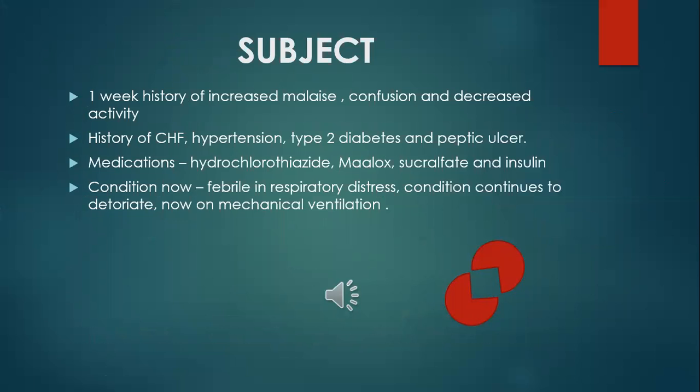Now, the first part of the SOAP note, that is the subjective. Here it is stated that for the past 1 week she has had increased malaise, confusion, and decreased activity, and she also has a history of these major complications that I just told you about in the previous slide. She is taking some medications like hydrochlorothiazide, which are thiazide diuretics, sucralfate, and, of course, insulin for her diabetes. Her condition is still not in a good state. She is suffering from respiratory distress, and her condition continues to deteriorate, so much so that she is on mechanical ventilation.